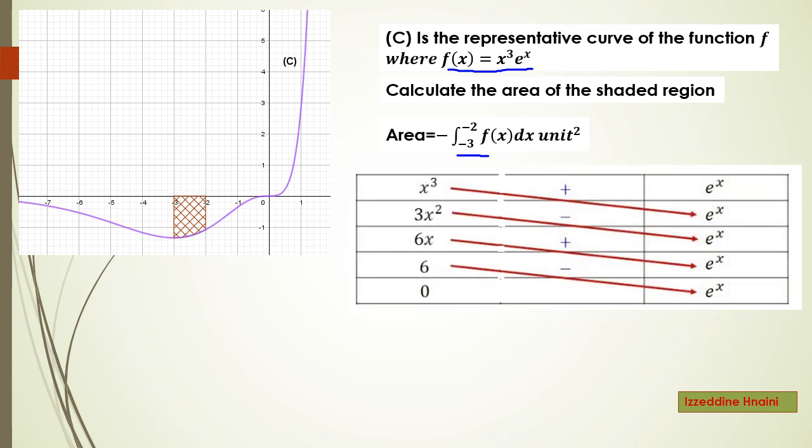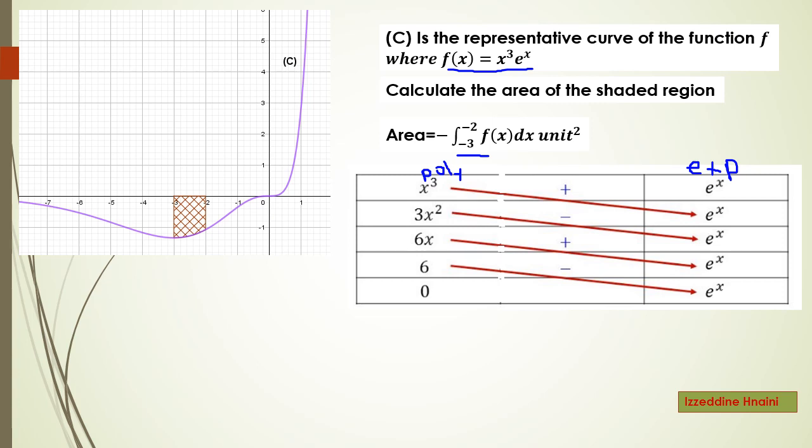So we put here the polynomial, which is x cubed, and to the right we put the exponential, which is e power x. Now, the derivative of x cubed is 3x squared. The derivative of 3x squared is 6x. The derivative of 6x is 6, and the derivative of 6 is 0. Similarly here, we take antiderivatives. The antiderivative of e power x is e power x, and so on.